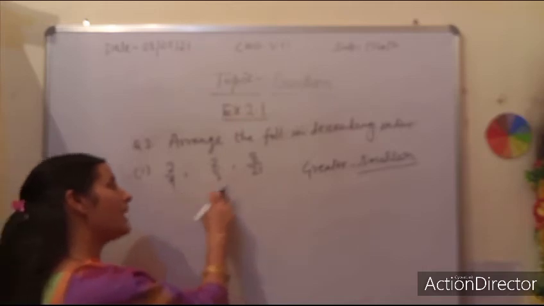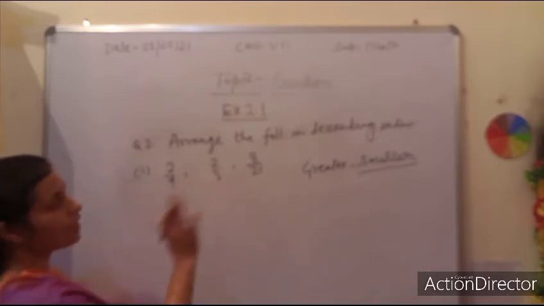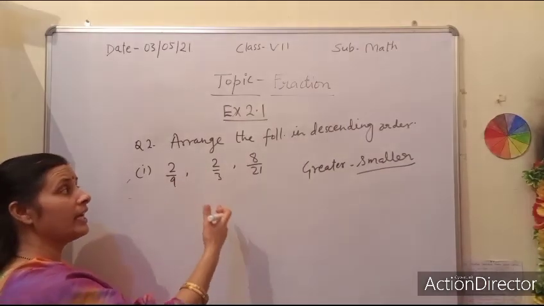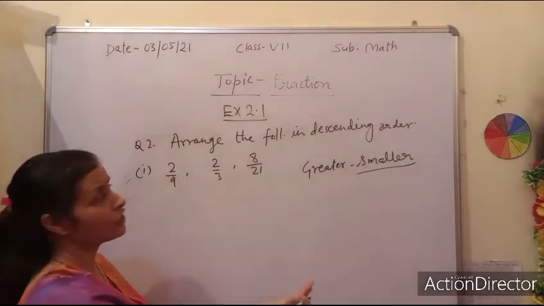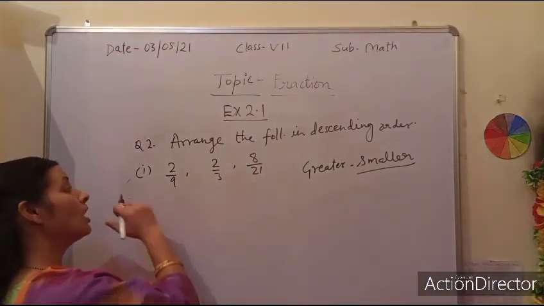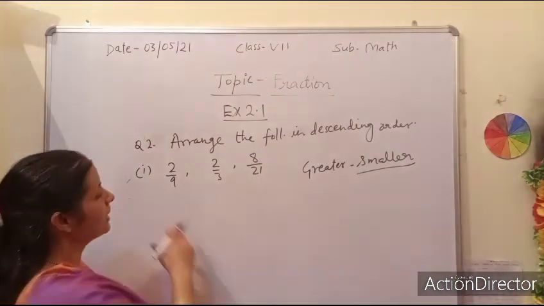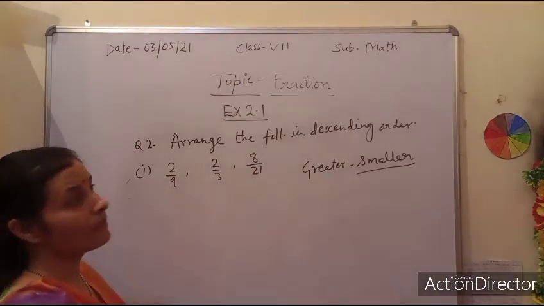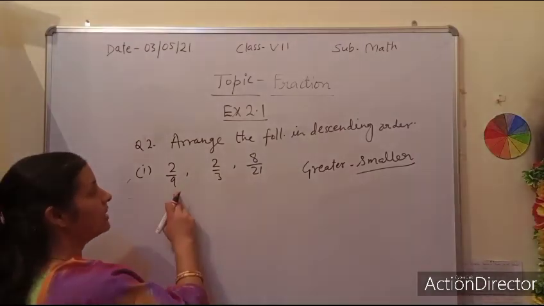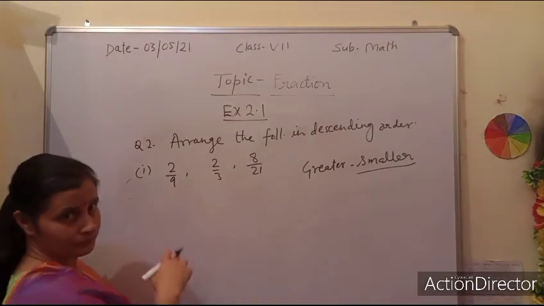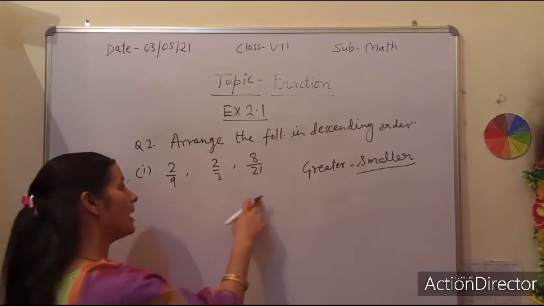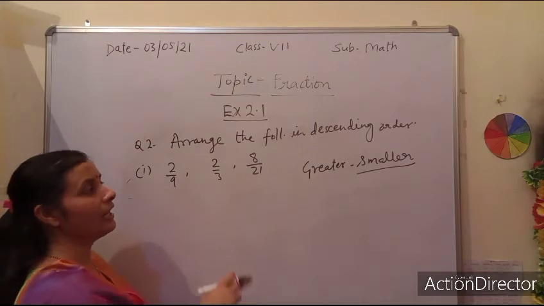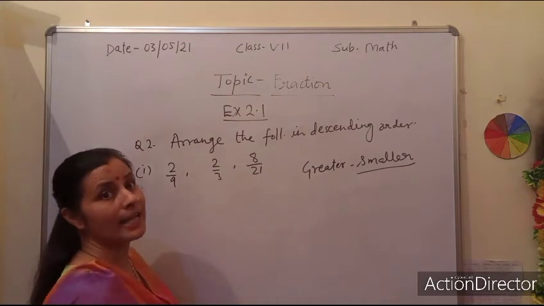First of all, we have to make their denominators the same, because the denominators are not the same. Until then, we cannot get any idea about which fraction is greater or smaller. So first we have to change the denominators to the same number. Here are three fractions, with denominators 9, 3 and 21. To make the denominators the same, we have to go through the LCM method.